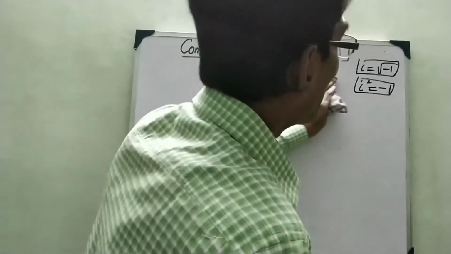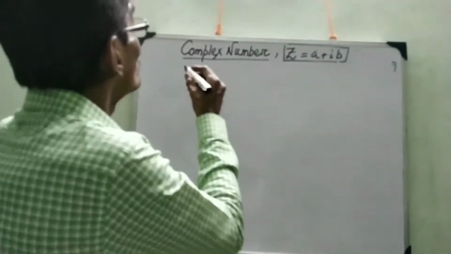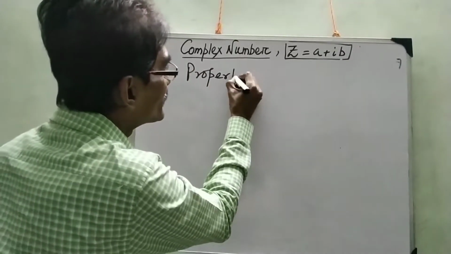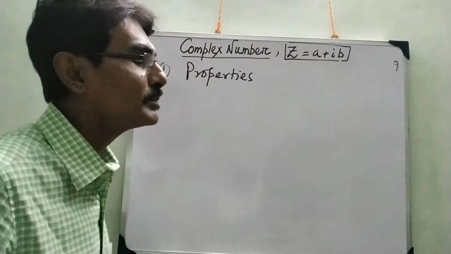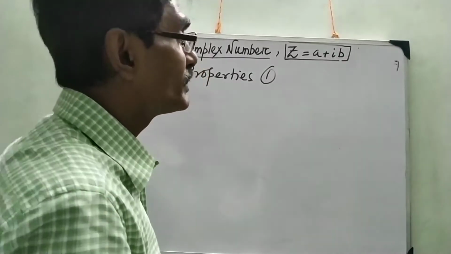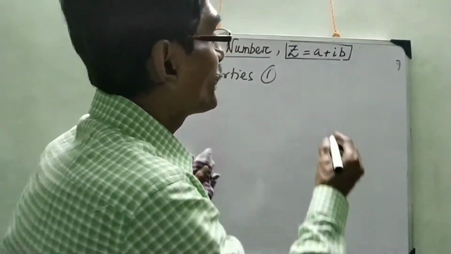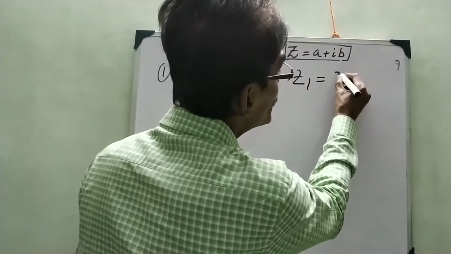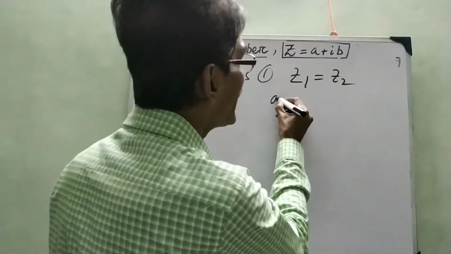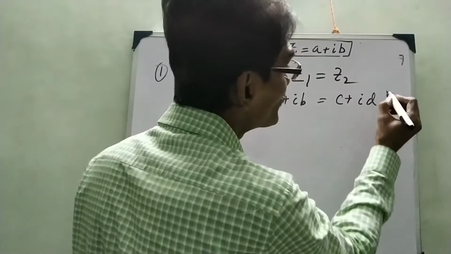But today the topic I want to discuss is number 1, the different properties of complex numbers. The first property: if two complex numbers are equal, say for example z1 equals z2, I'm going to consider the standard form of z1 as a plus ib, and the second one as c plus id.